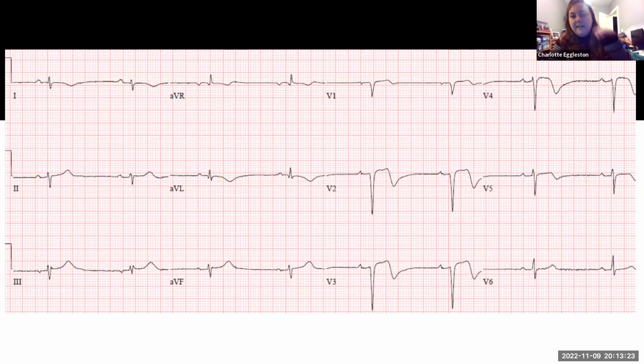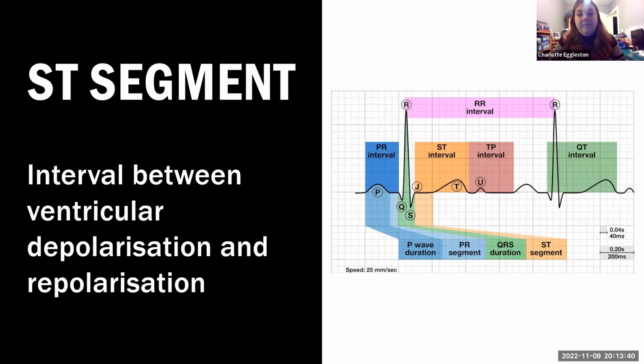Similarly on here, you can see it's negative, negative, negative. I'm covering that bit of the screen, but I think it goes negative, negative, negative, negative, and again positive in V6. So we'd call that late R wave progression, can be a sign of ischemia. We're looking at V1 to V6 with that.